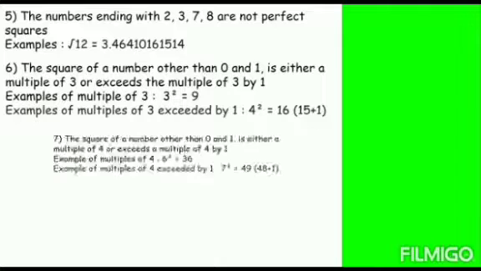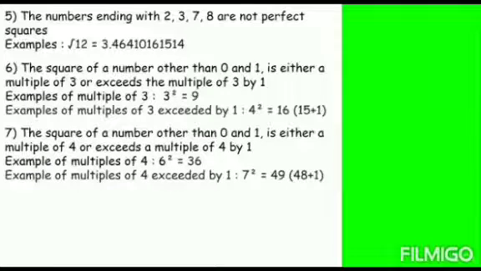The seventh property is that the square of a number other than 0 and 1 is either a multiple of 4 or exceeds a multiple of 4 by 1. For example, 6 square is equal to 6 into 6 is equal to 36, which is a multiple of 4. And in the second example, 7 square is equal to 49, which is 48 plus 1, where 48 is a multiple of 4. Hence, this condition is also proved.